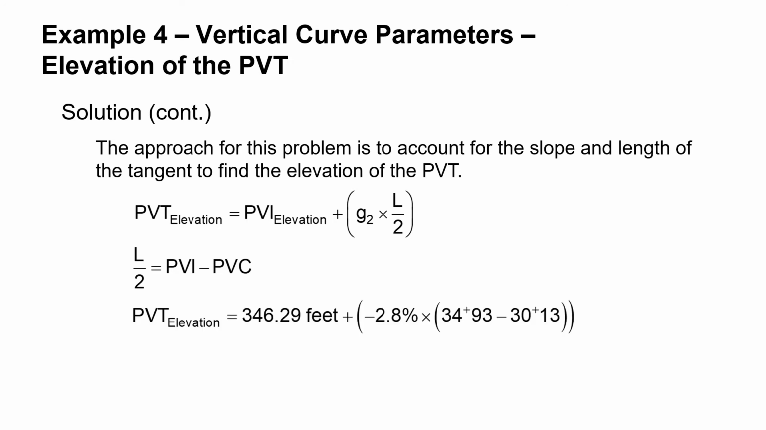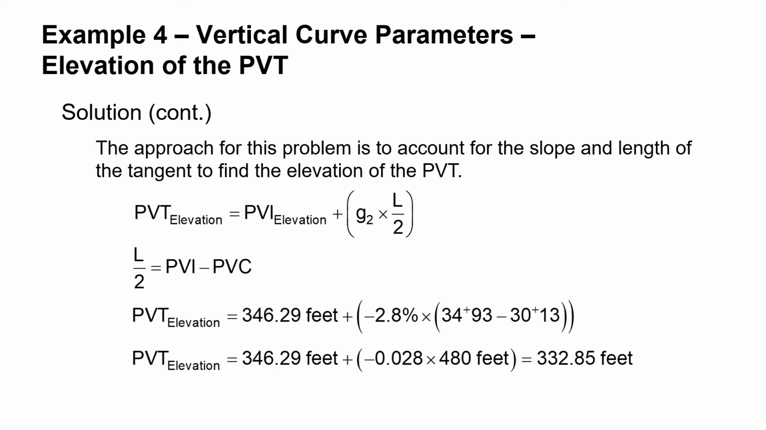So the PVT elevation is 346.29 feet. That's the PVI elevation plus G2 times half that length, which is negative 2.8% times 34 plus 93 minus 30 plus 13. So our PVT elevation is 346.29 feet plus negative 0.028 times 480 feet. Again, that could be negative 2.8 times 4.8 stations, to be consistent with your units there. Gives us a PVT elevation of 332.85 feet. And that is answer C.